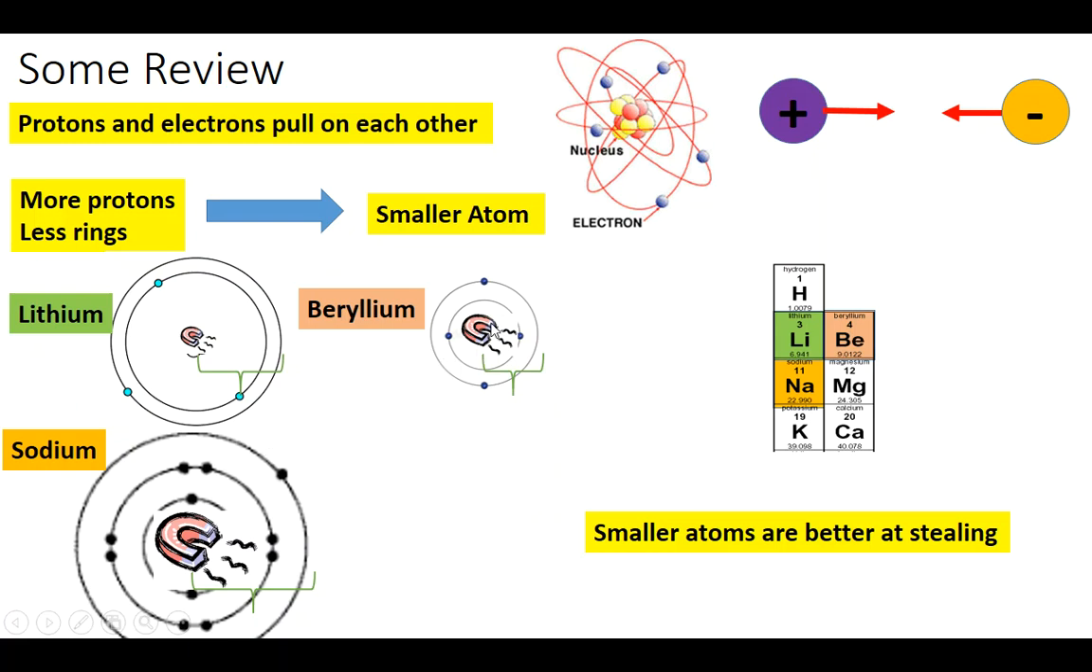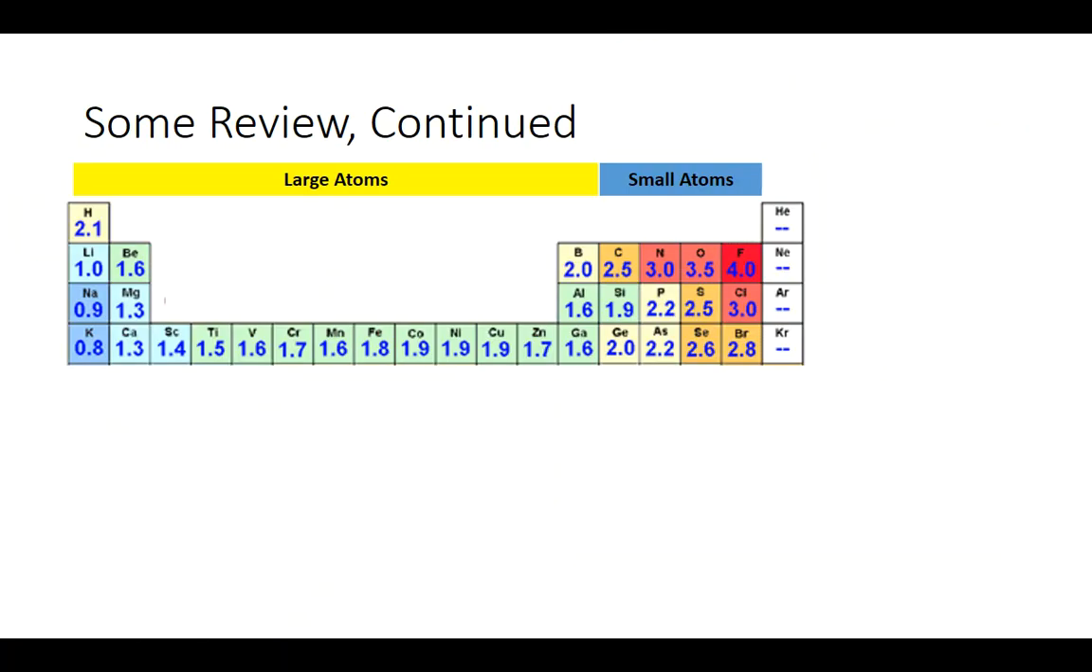And as you remember, as we go all the way over to the right side of the periodic table, fluorine is very collapsed. It's only got 2 rings, and it's got a fair amount of protons, and so it's very small, and it's able to grab onto other electrons and steal very well. So what this means for our periodic table is that on the left-hand side, we have the large atoms. They're really big, so they're not very good at stealing, and they have these low electronegativities, which remember is how good at stealing they are.